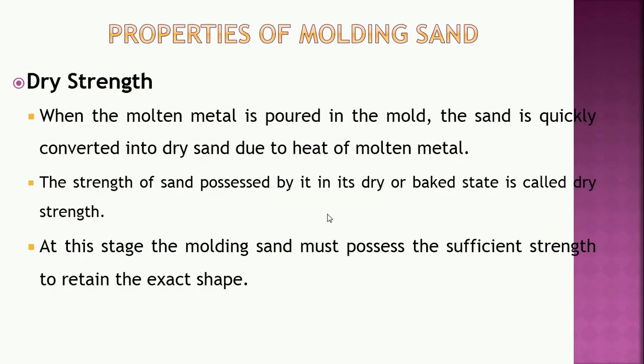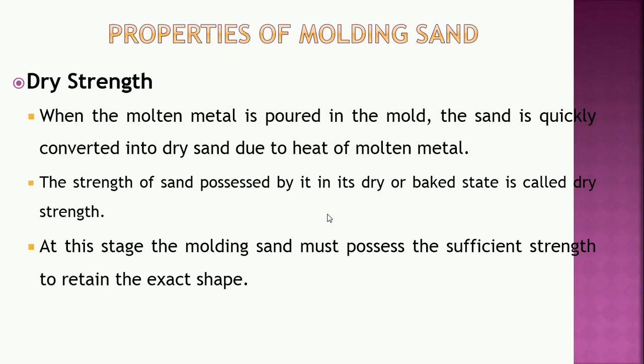Next one is dry strength. When molten metal is poured in the mold, the sand is quickly converted into dry sand due to the heat of the molten metal. Dry sand means absence of moisture. When I pour the molten metal inside the mold cavity, suddenly water is converted into water vapors, and that sand is converted into dry sand. That sand will not lose its shape. That mold cavity will not change its shape, because that molding sand has dry strength.